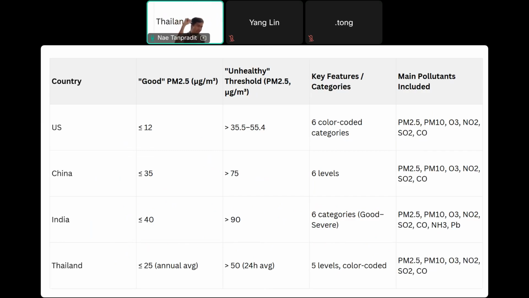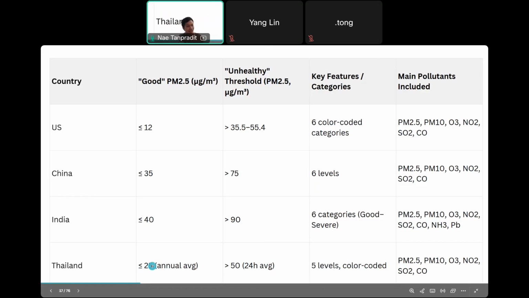And they have different cutoffs. In the US, this cutoff level may be bad, but for the same air measured by the index of China or India, it may be okay, maybe in a yellow level or a green level. So if we want to talk about the AQI, sometimes we have to look closer at which AQI system you use. Even in Thailand, we have our own AQI.